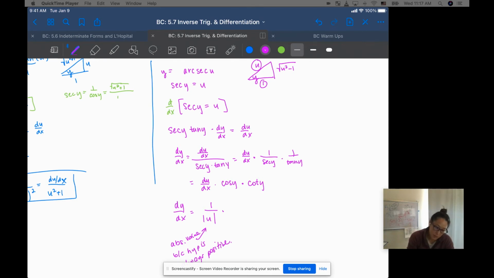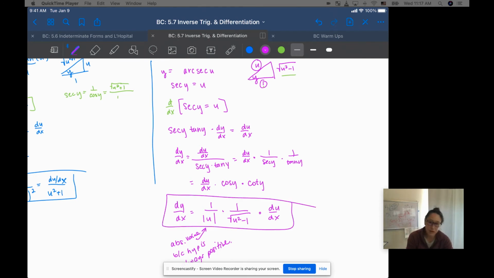So next up, we have the cotangent of y. Going back to my triangle, cotangent would be 1 over the vertical. So this is 1 over the square root of u squared minus 1, times du/dx. Look familiar? All right, so that's how we get each one of those derivatives. You can always prove it to yourself, but really, I would memorize these rules, okay?